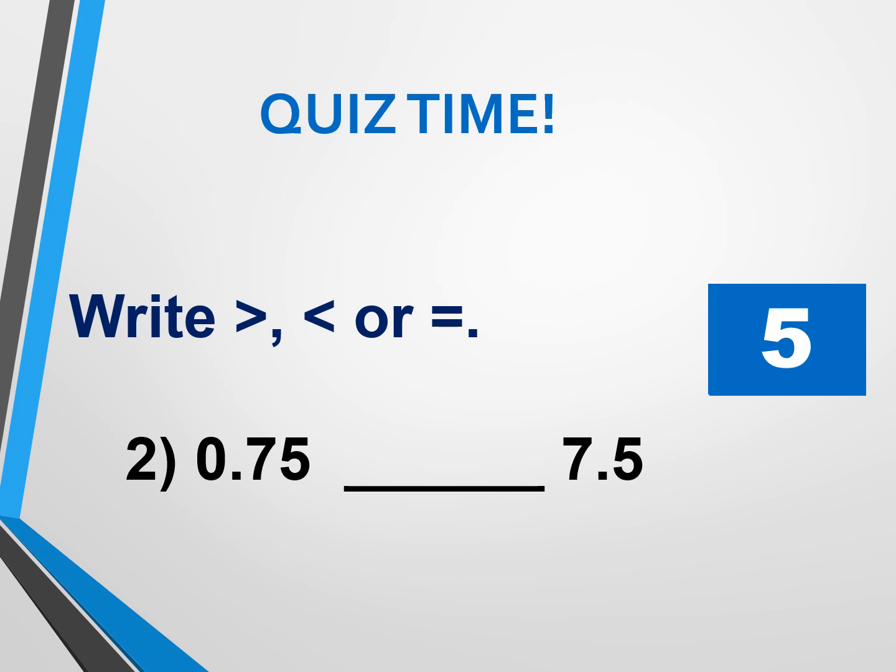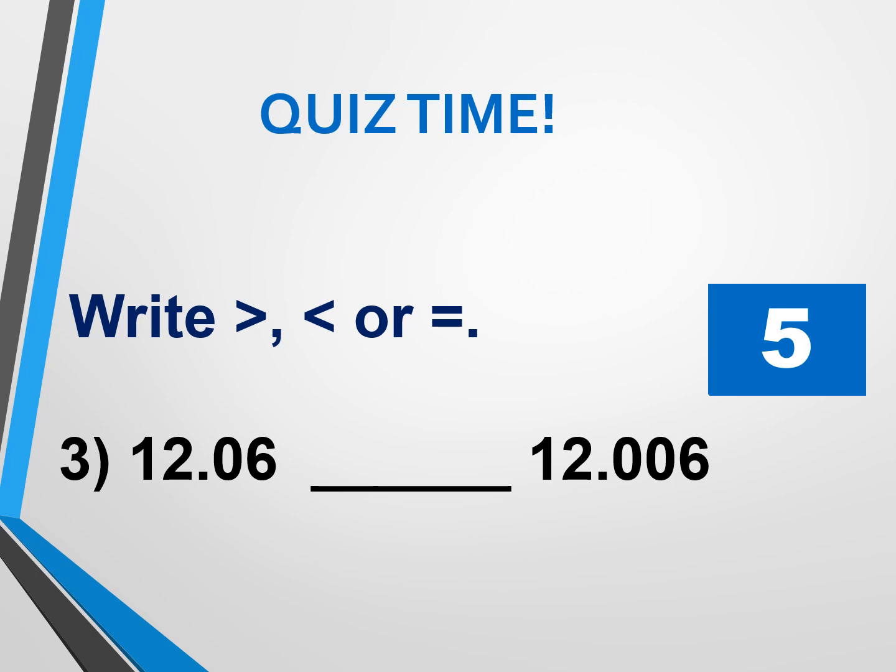Your timer starts now. Okay, time's up. The correct answer is less than. Very good. Okay, for item number 3, 12 and 6 hundredths, compare it to 12 and 6 thousandths. Your 5 seconds starts now. Okay, time's up. The correct answer is greater than.